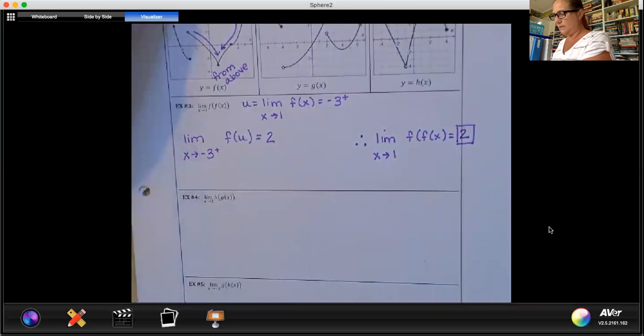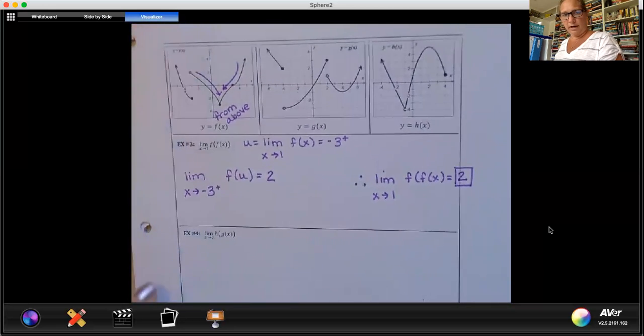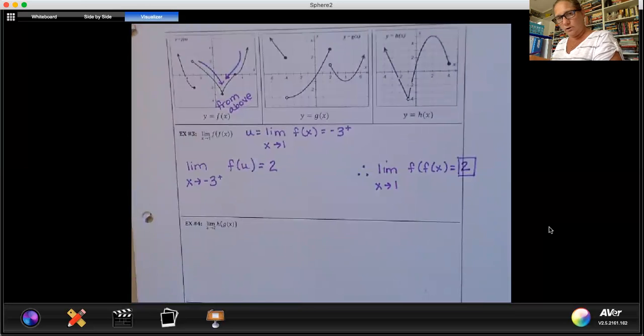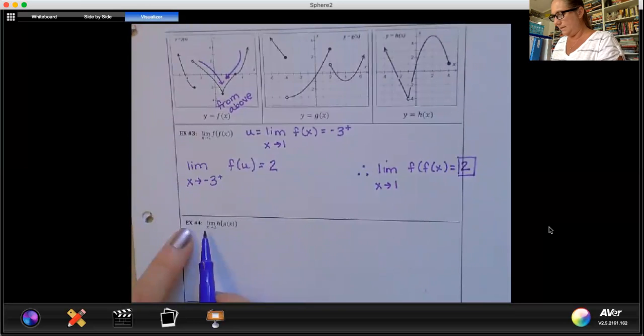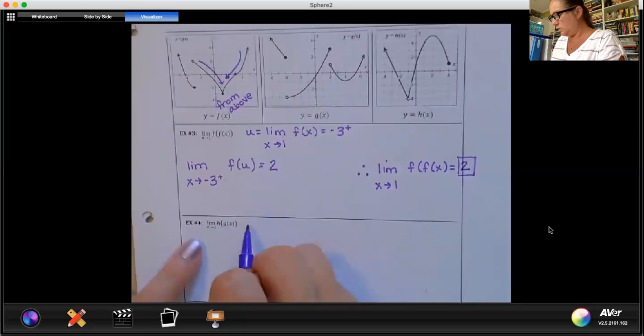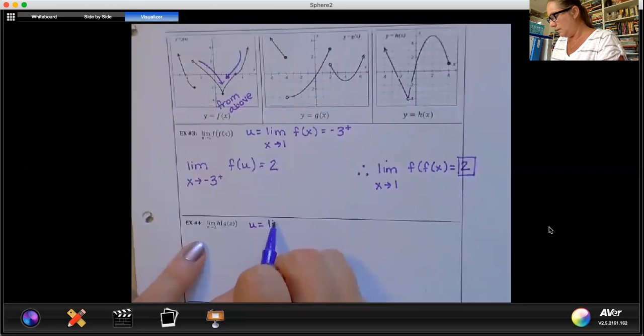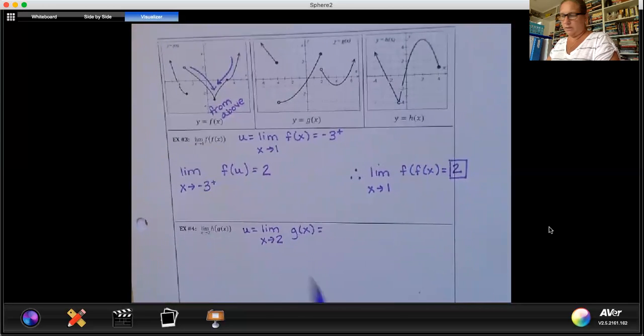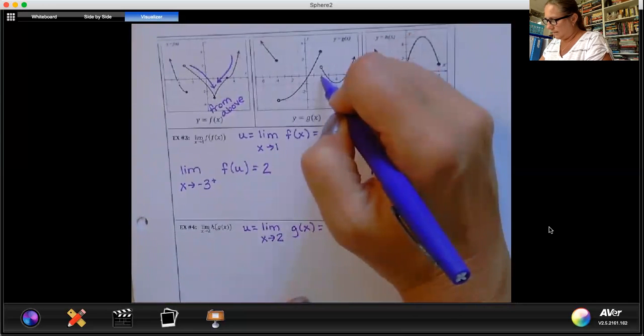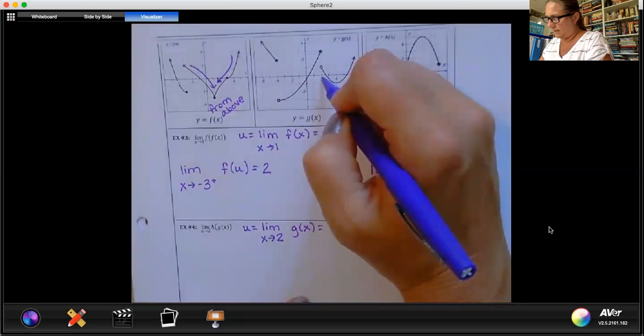All right, now we're going to look at some composite functions using different graphs. So you always start on the inside and work your way out. So as we look here at example number 4, the limit as x approaches 2 of h of g of x. We're going to start with u being the limit as x approaches 2 of g of x.